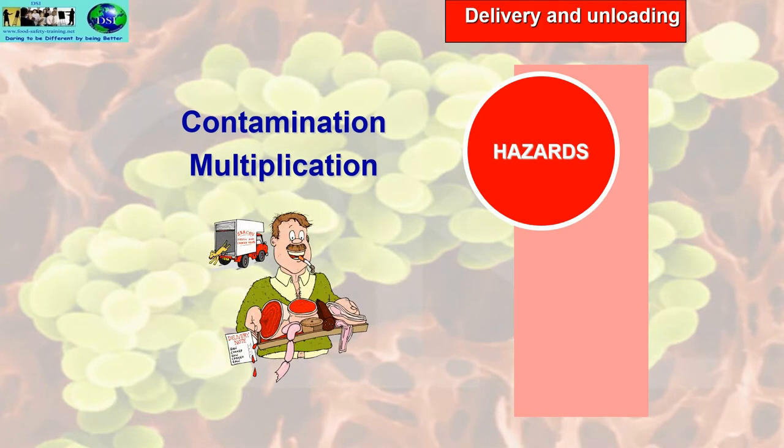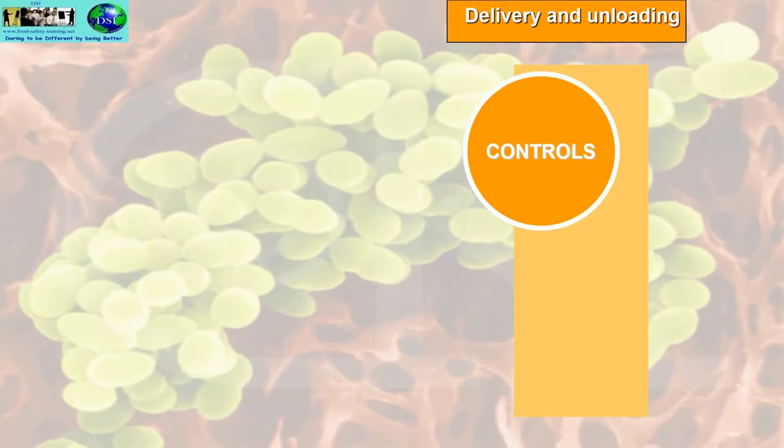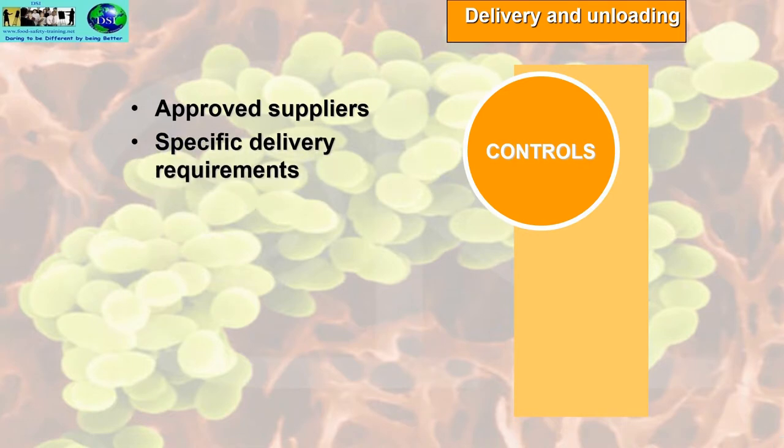So let's have a look at the hazards from delivery to service. So with delivery and unloading, we've got the possibility of contamination and multiplication. Controls, make sure you use approved reputable suppliers. Make sure you give them specific delivery requirements.